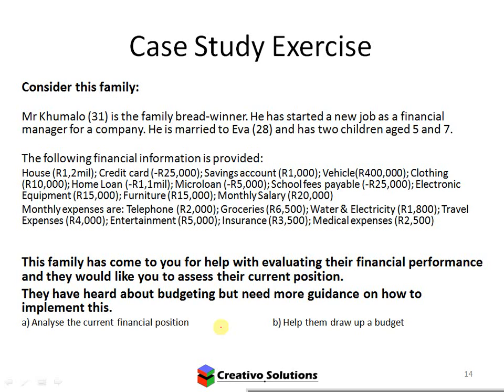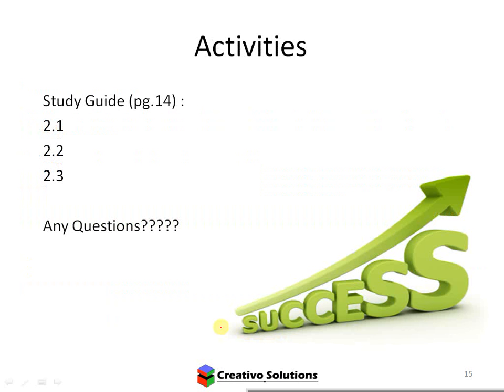So point number 1 is assess or analyze the current financial position. That's A. I want you to do that in terms of A. And then B is help them draw up a budget. Give them some recommendations. So what could they do better? What suggestions would you give this particular family? That's the exercise. And that's the last slide, just in terms of the study guide.